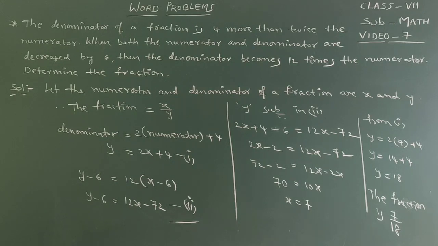Here, from the first equation we have y equal to 2x plus 4. That's why the result we need to substitute in the second equation, it becomes simple equations. Then 2x plus 4 minus 6 equal to 12x minus 72. After simplification, we got x value 7. Substitute x in the first equation, we will get the y value as 18. So the fraction is x by y, means 7 by 18.